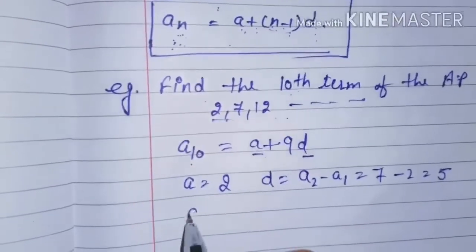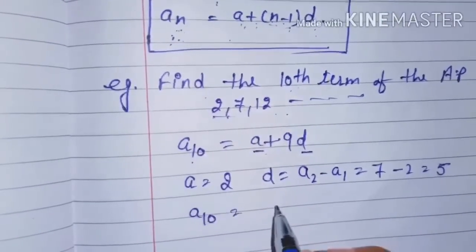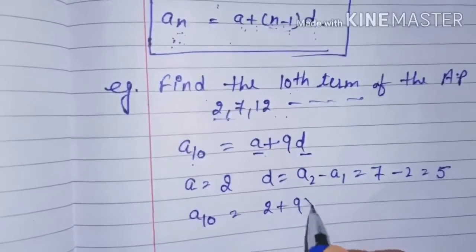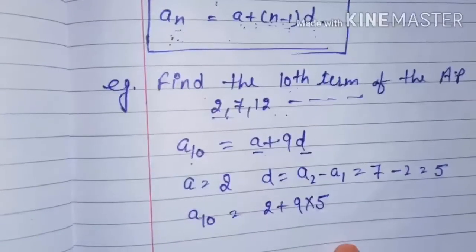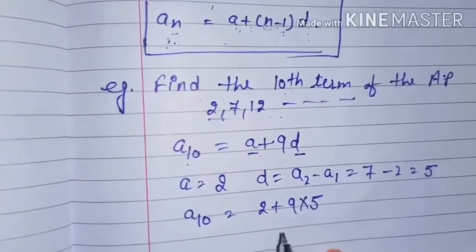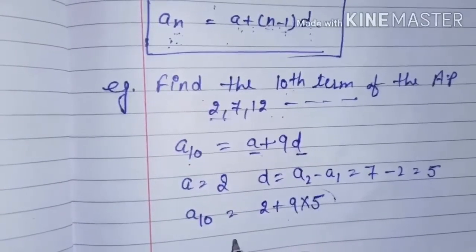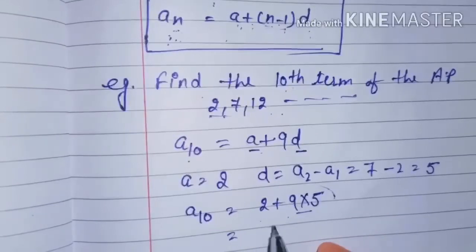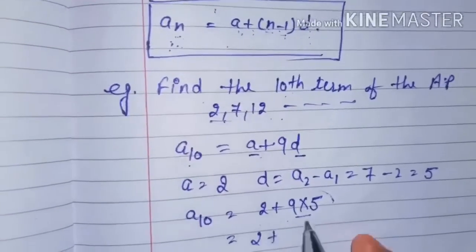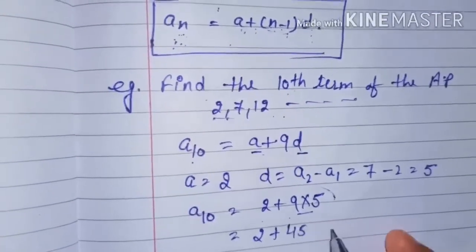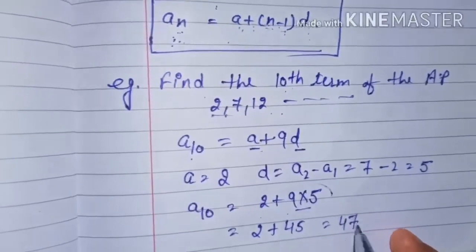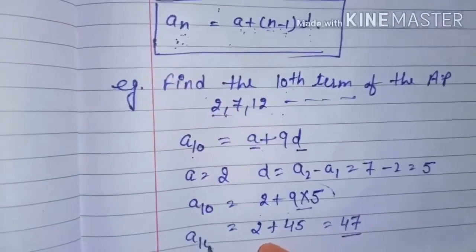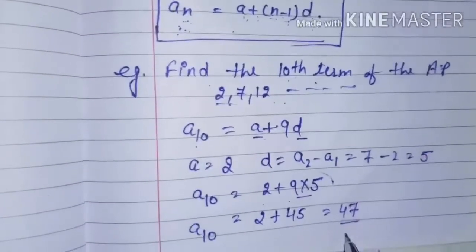Now we put the values. A10 is equal to 2 plus 9 multiplied by 5. Remember one thing: to solve this you have to remember BODMAS. First you solve the multiplication, then you add. 9 times 5 is 45, and 2 plus 45 becomes 47. This is the 10th term of this AP.